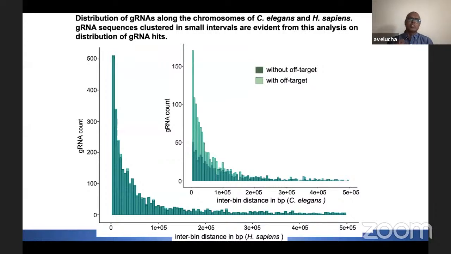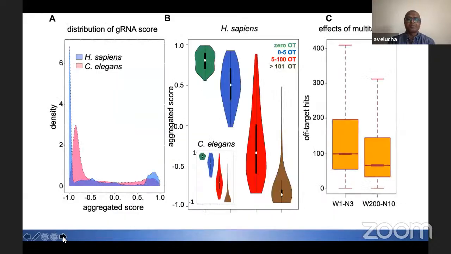So if you select the ones which are not covered in the thick blue, those are the light blue, those are with off target. But without off target, if you see the thick blue, green, most of the sequences have at least some kind of off target. But still there are a lot to select from.